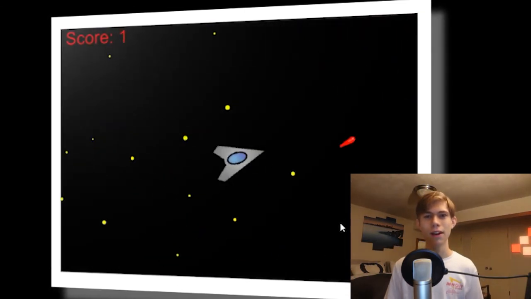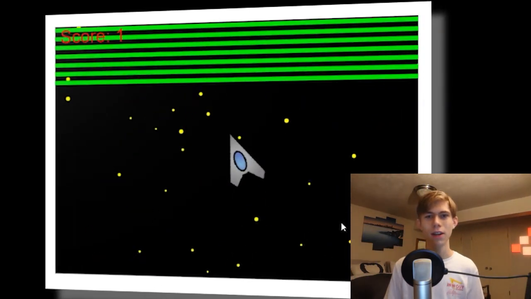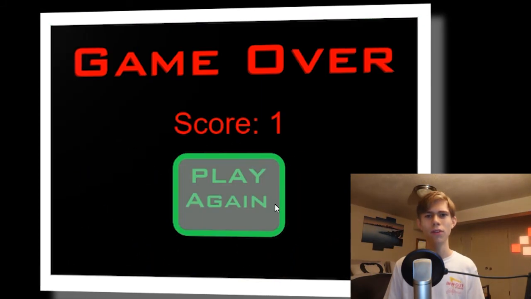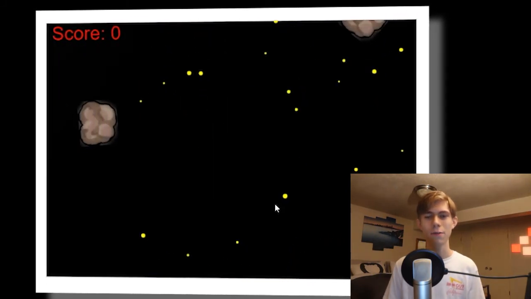In this video, we're going to have the spaceship move around on the screen with rotation, so it'll be able to move in the direction it's facing. It'll also have some velocity.